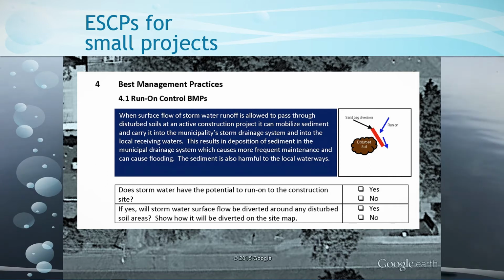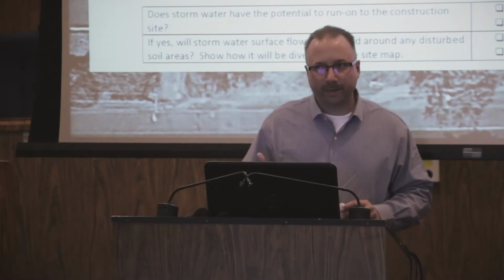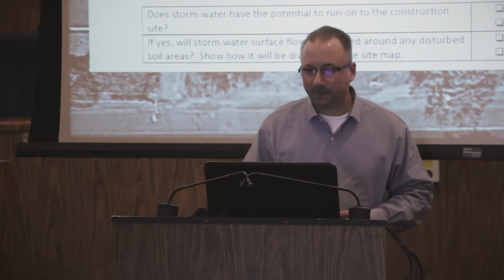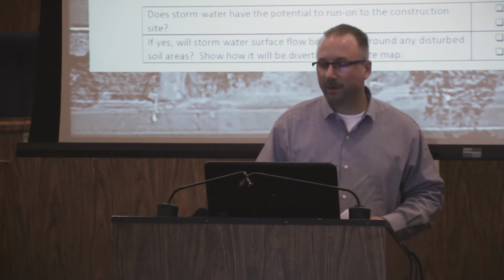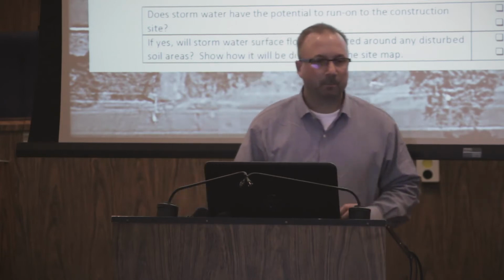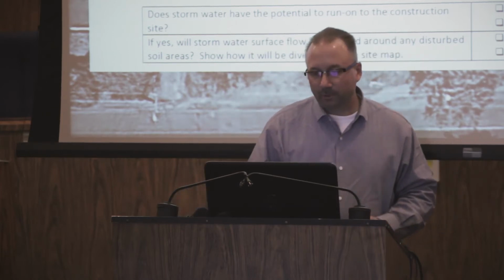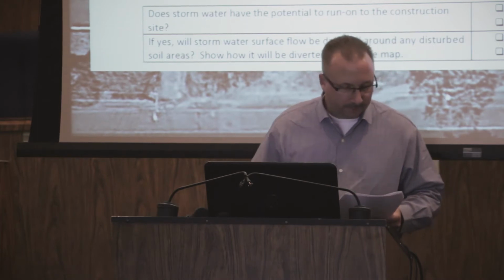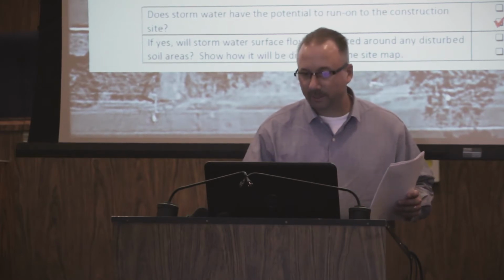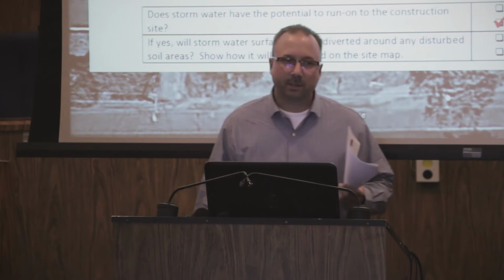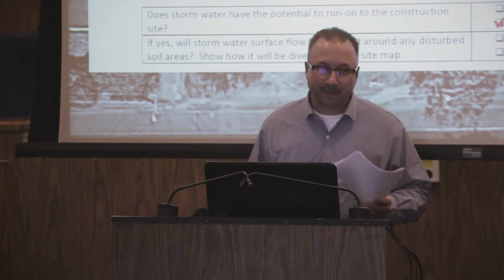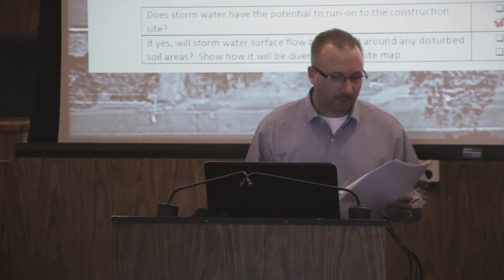So again, we're trying to take that user-friendly approach where we're trying to also provide a little reason why we're even concerned about this, why is run-on a problem, and then we give a bit of a graphic there of how they could deflect or divert run-on from coming into disturbed soil areas. So there's only 2 questions under this one. First one, does stormwater have the potential to run on to the construction site? And so we're going to look at this here in a moment, but really not much, as you're going to see. The site's pretty flat. Yes, there's a little bit, but it's really probably not going to be problematic.